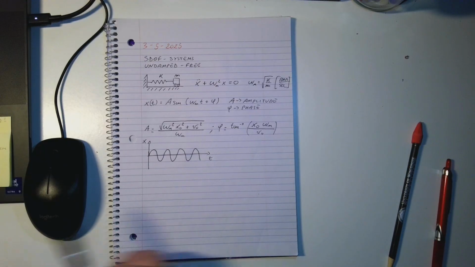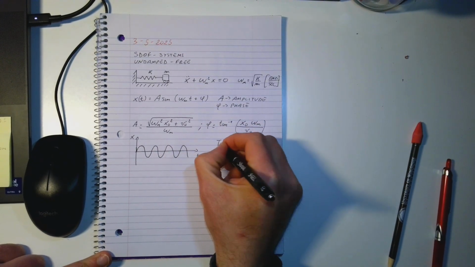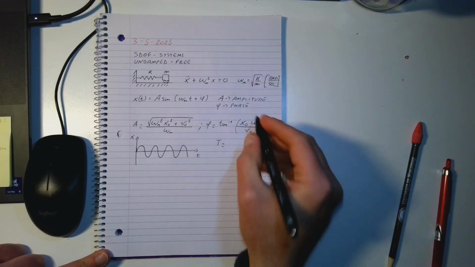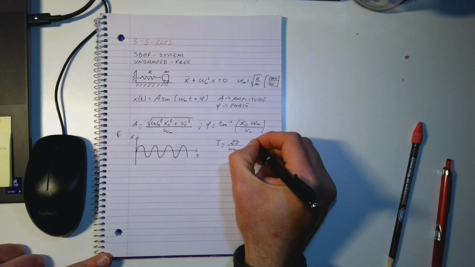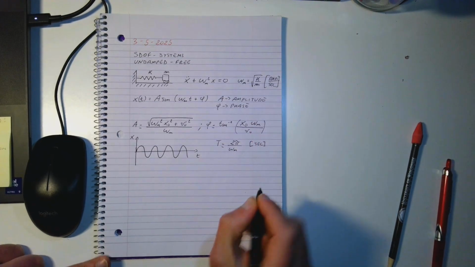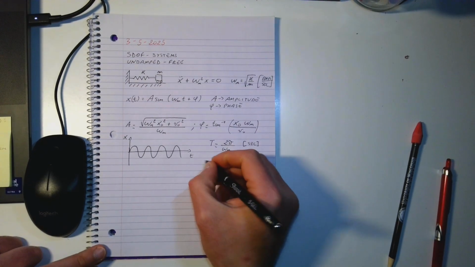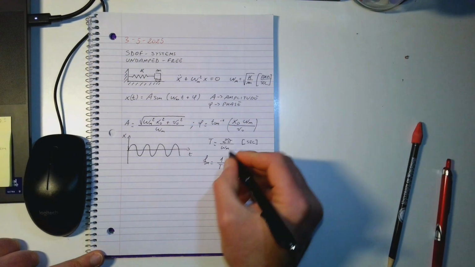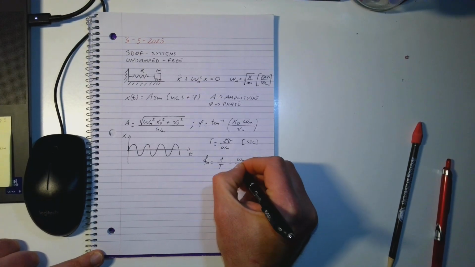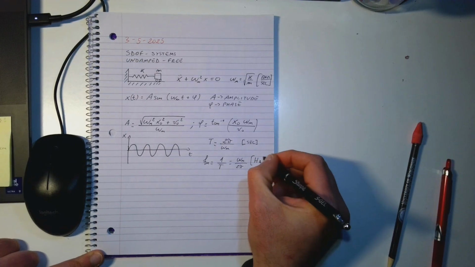By looking at this wave here, because this is nothing but a wave, we can define also the period that we typically indicate with uppercase T as 2 pi over omega n, and this is in seconds. And we can also define the frequency in another way, which is the inverse of the period, which means omega n over 2 pi. In this case, the unit that we use is hertz.